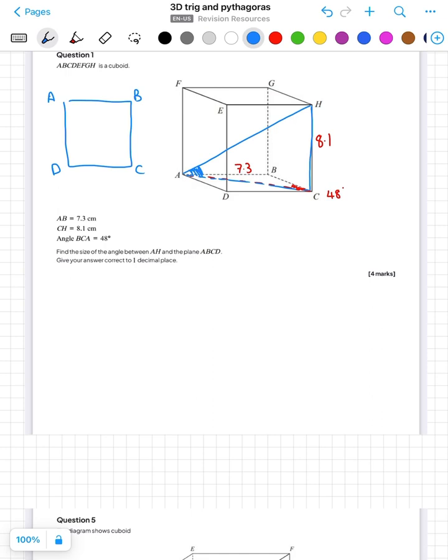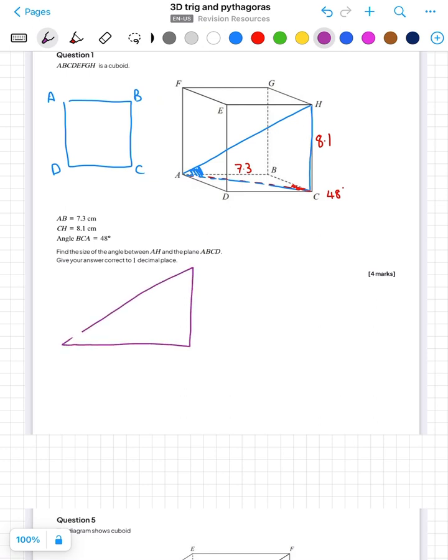So what we want to do really is look at this in a number of different 2D triangles. So first I'm going to draw AHC. A to H is our diagonal. H to C we know is 8.1. C to A we don't know the length of. A to H we don't know the length of, but this is the angle we're trying to find out. To find that out, we need to know at least one of the other lengths of our triangle.